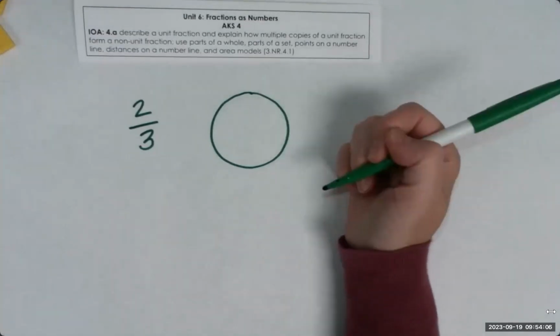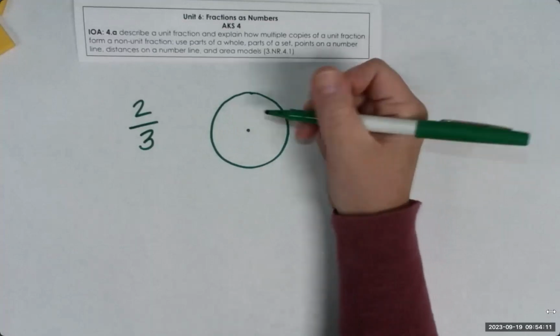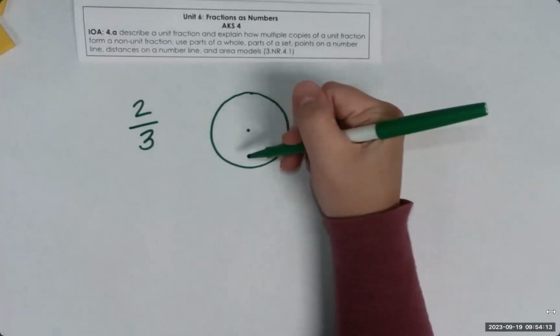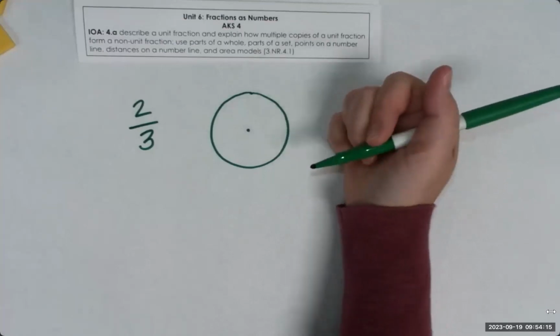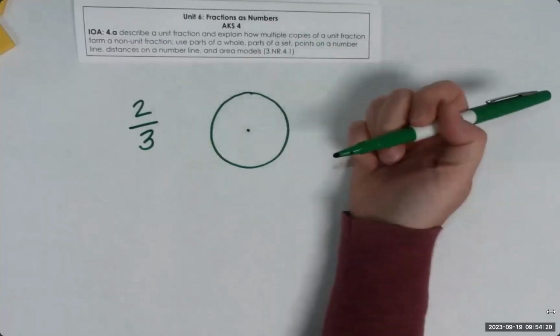But when you are partitioning a circle, give yourself a center, okay? That's always helpful here, just to know where your center is, especially if you're not just drawing a half, right? Because really halves and fourths are pretty easy. But when you're working with thirds and sixths, give yourself a center point, okay?